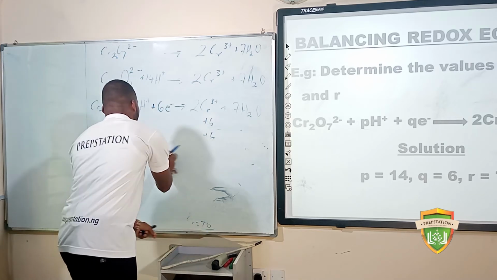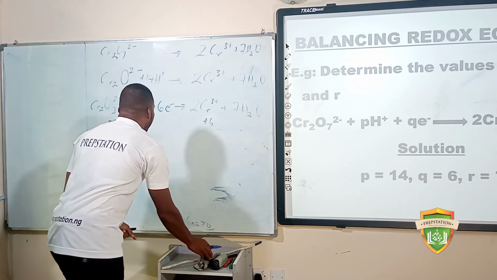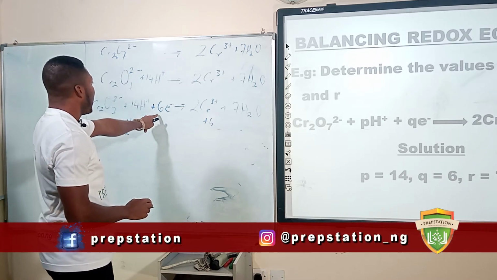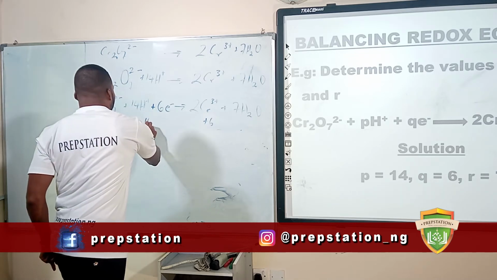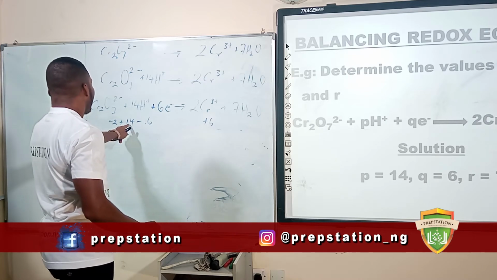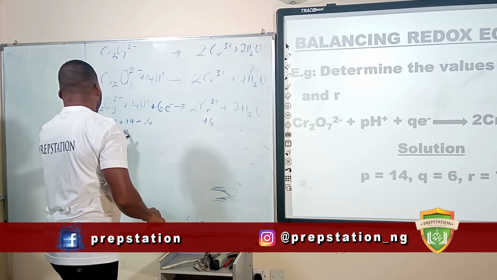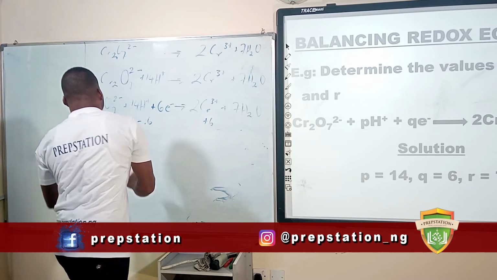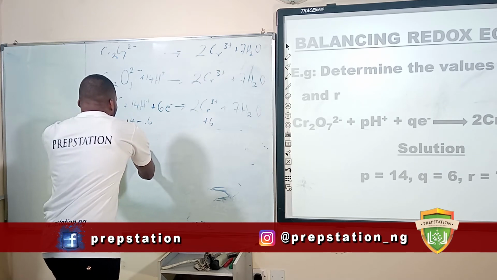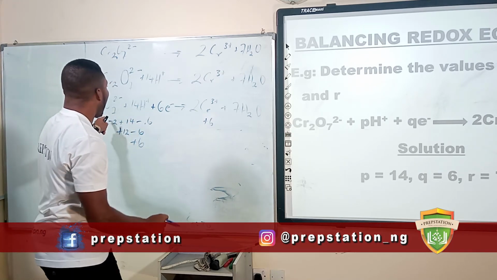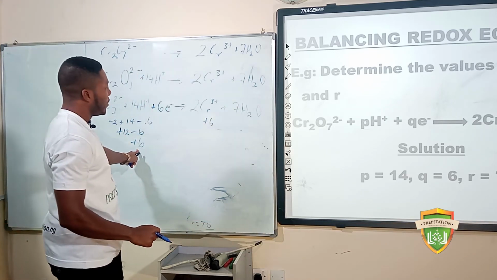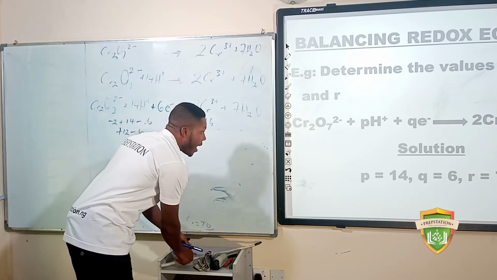If you count it again, here will now become minus 2 from here, plus 14 from here, plus 6 times minus 1, which is minus 6. So minus 2 plus 14 is plus 12. Therefore, plus 12 minus 6 equals plus 6. So now we have balanced our oxygen, hydrogen, and the charges. Okay, so that is how we arrive at our P.